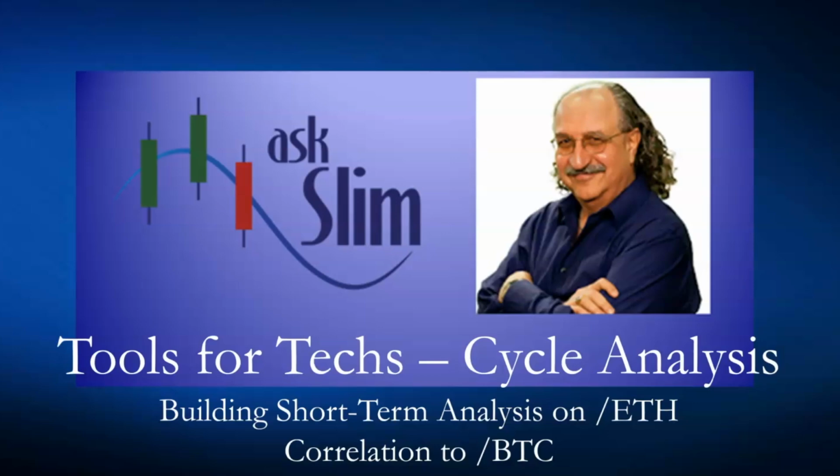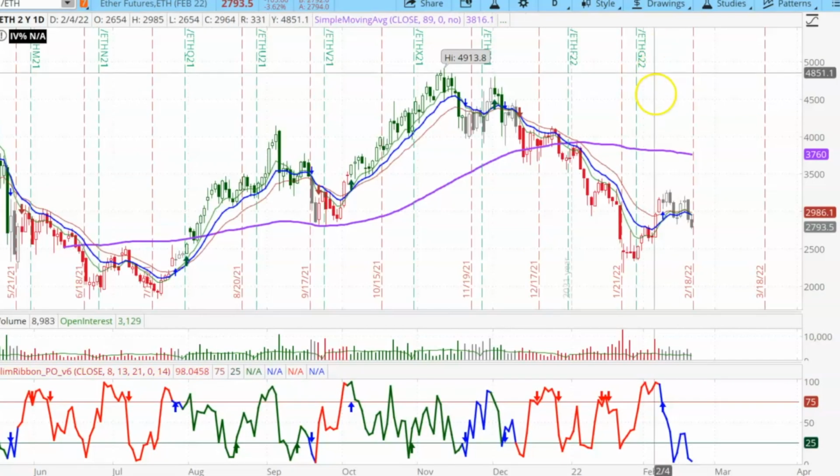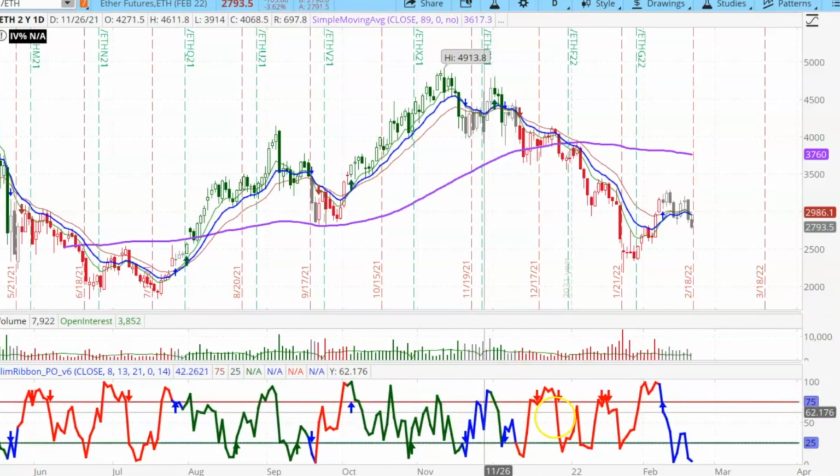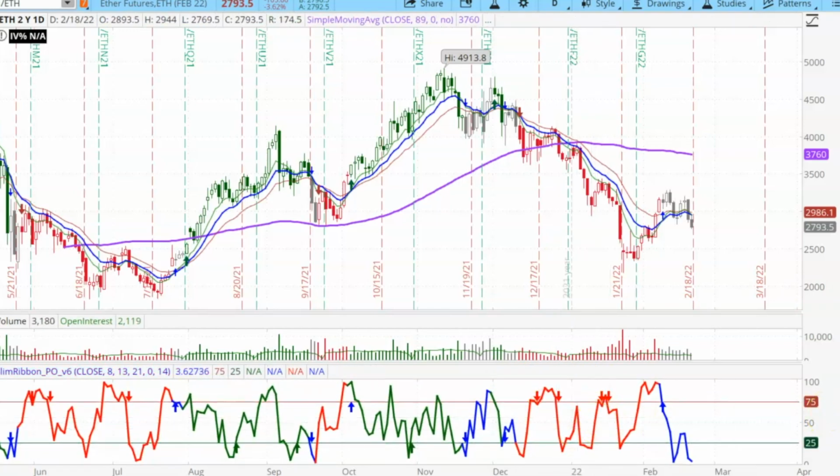What I want to do now is look at it really agnostically, sharing the style of analysis we do, a little teaching around it, and then you will get a sense for the style of analysis that we bring all of the time. So this is Ethereum you're looking at. This is the futures /ETH, called Ether futures. On the bottom is the slim ribbon PO. This is a signal indicator for the slim ribbon, which is on the chart up here.